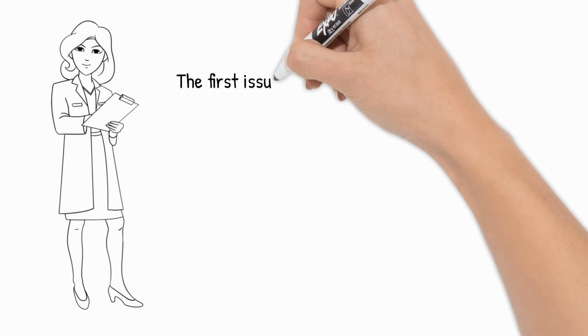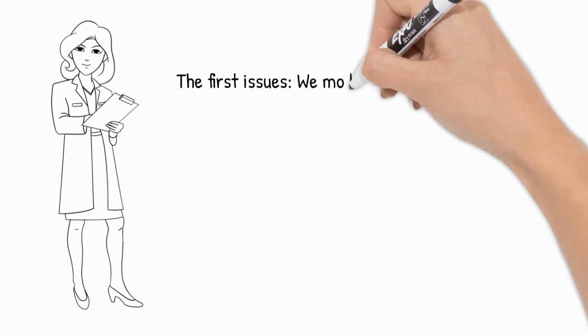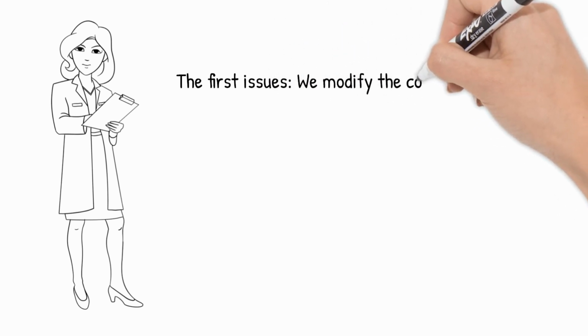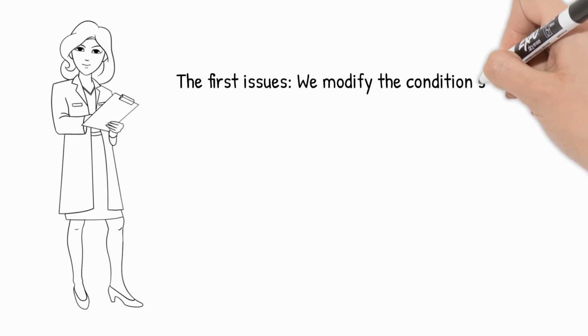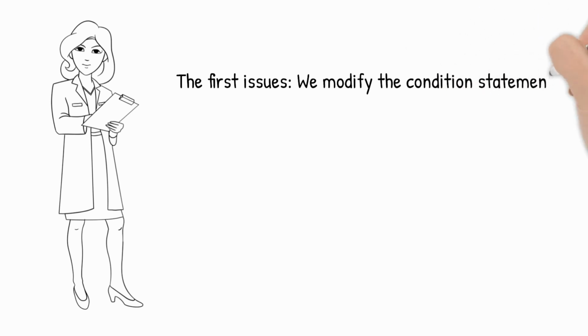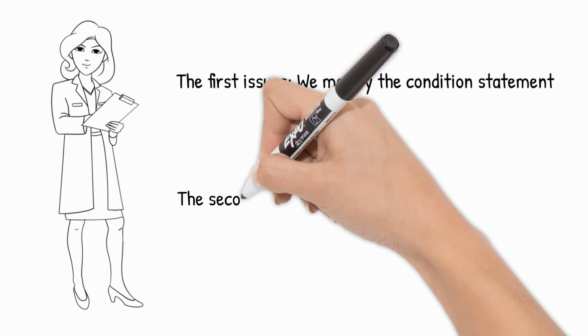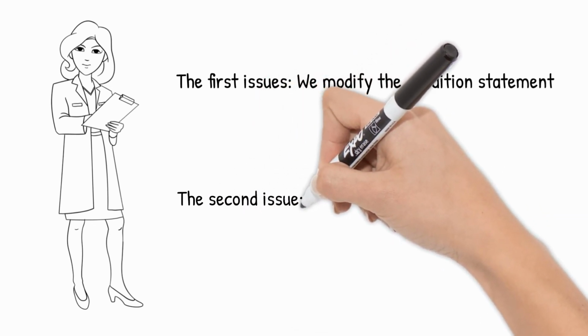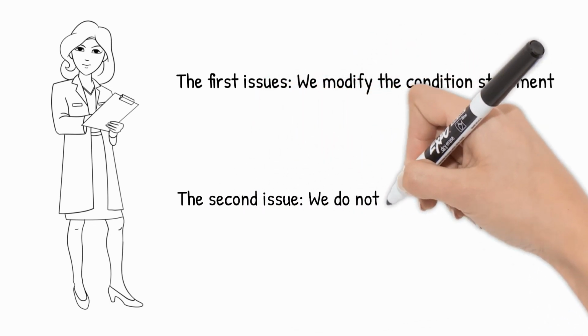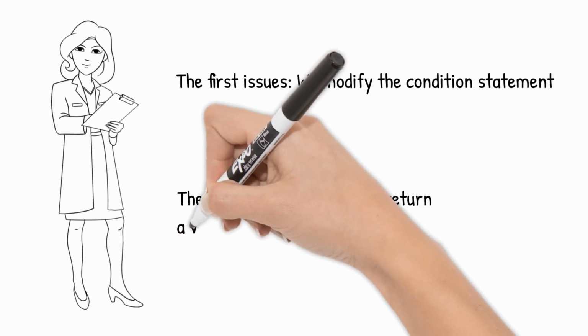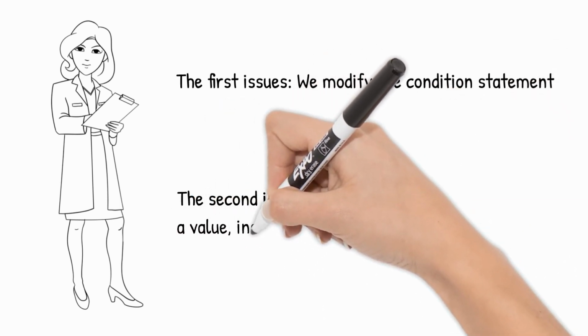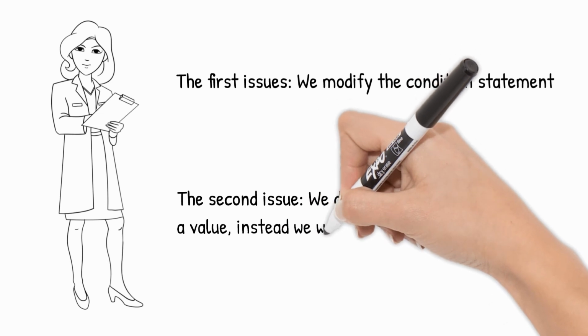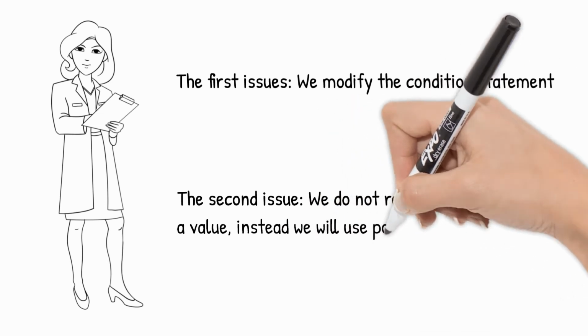Now we will modify the code to solve these two issues. For the first one, we will simply replace the condition statement, and for the second one, we will pass to the function a pointer to the actual number of elements instead of passing the value itself. This way, it will be automatically modified from the function.